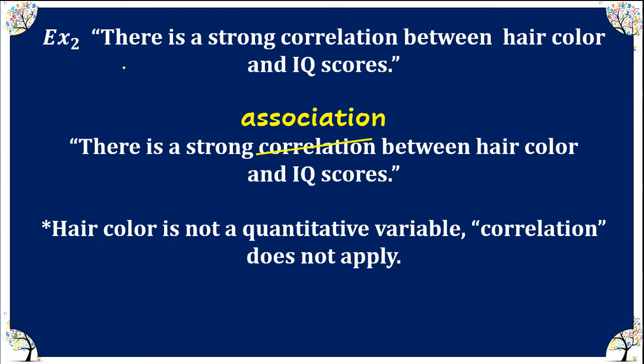So for example, if we said there is a strong correlation between hair color and IQ scores, well, we really wouldn't use the word correlation because we can't really quantify hair color. So we really should use the word association.